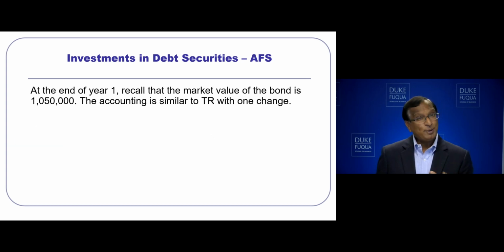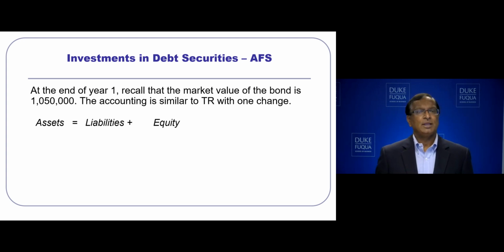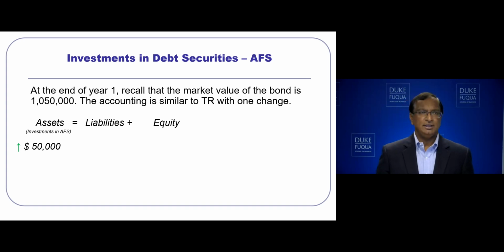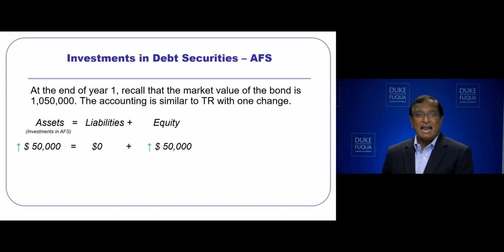Now, with respect to the accounting for the value change, recall that the market value went up to $1,050,000. And the accounting is very similar to trading securities with one change. This is where we are going to introduce a new item in the financial statements. So let's start from the beginning. We know that the value of the asset has gone up by $50,000. So we will record the $50,000 increase in the investments in AFS. Now we have to balance the balance sheet, which means we have to add $50,000 on the equity side.